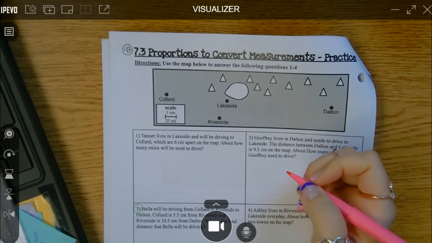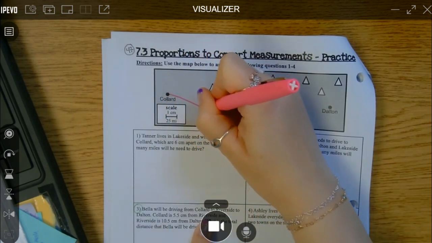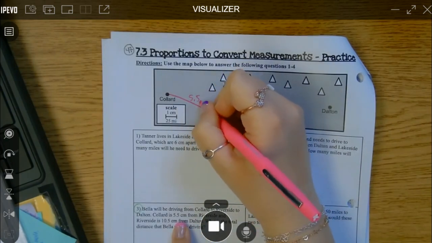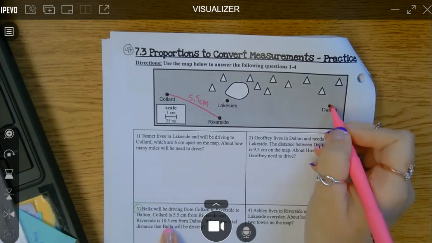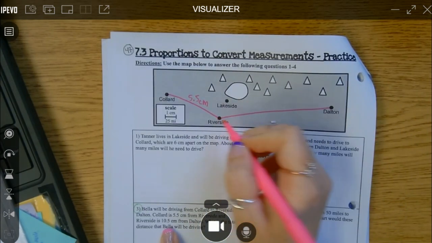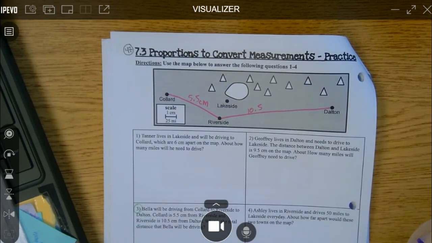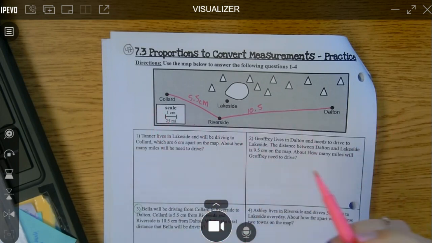It says Collard to Riverside, so if we find that right here, that's 5.5 centimeters on the map. And then it says Riverside to Dalton, so from here to here is 10.5 centimeters. So she's going to be going from here to here and then from here to here. And you want to know the total actual distance that she's going to be driving.